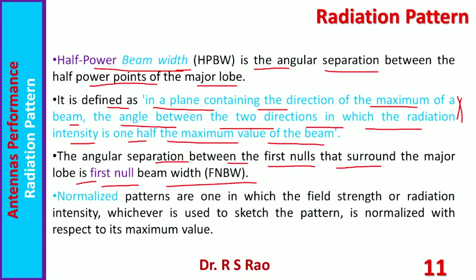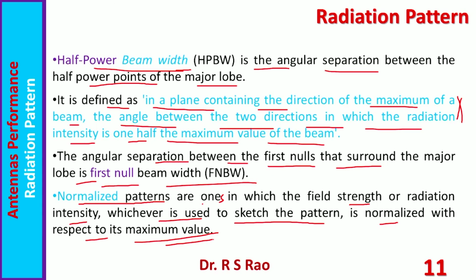A little bit of computation shows us that first null beamwidth is roughly equal to twice the half power beamwidth. Now, normalized patterns. What are normalized patterns? These are ones in which the field strength or radiation intensity, whichever is used to sketch the pattern, is normalized with respect to its maximum value.